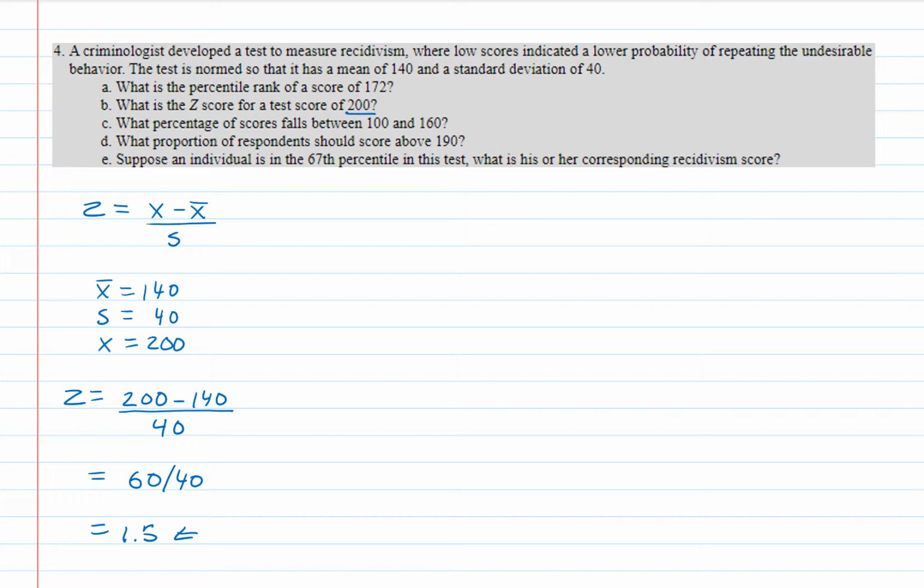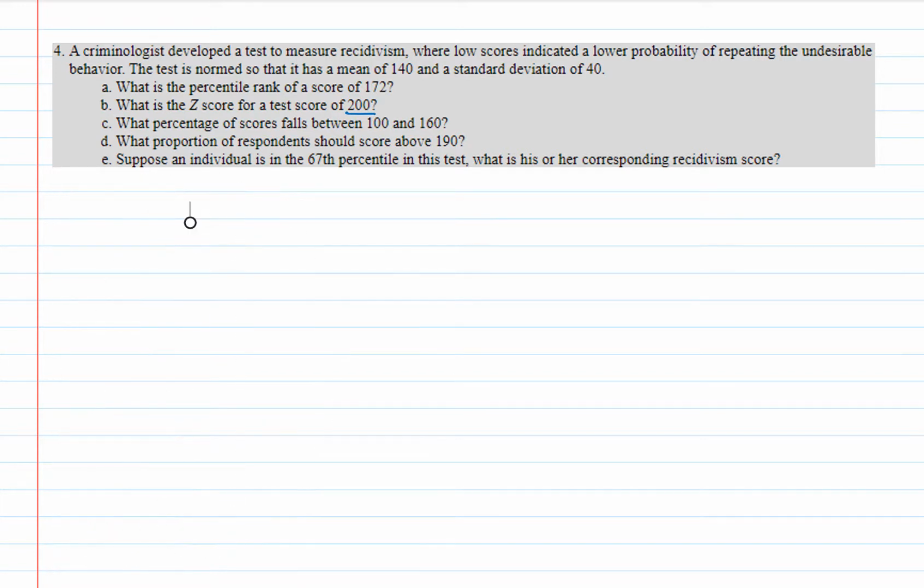Okay, now that you know how to calculate the z-score, we can take a step back and take a look at problem A. Let's look at that one. What do we have going here? What is the percentile rank of a score of 172? All right, again, let's write down what we know. X bar equals 140, X equals 172, and S equals 40. So we need to find out the percentile rank of a score of 172.